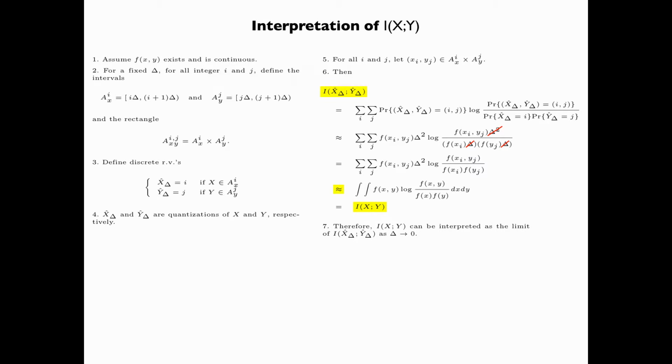Therefore, the mutual information between X and Y can be interpreted as the limit of the mutual information between the quantized versions as delta tends to 0. It can be shown that this interpretation continues to be valid for general distributions for X and Y. Therefore, unlike the differential entropy, which does not carry any physical meaning, the mutual information between two random variables X and Y carries the same meaning, whether they are discrete random variables or general random variables.